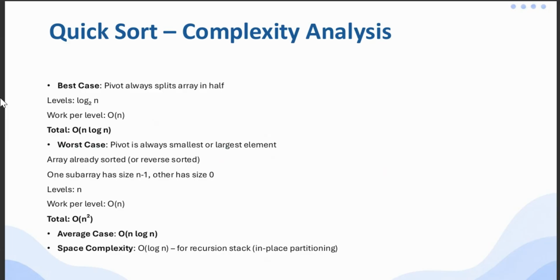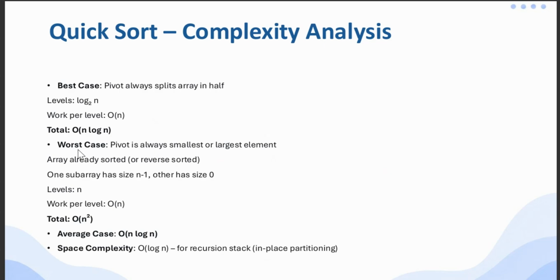So the pivot always splits the array into halves, and we go to different sub-levels, which has O(log n) time complexity, right? And for each level we have to compare those elements, so we get O(n) time complexity. So in total we take n times log n, which is O(n log n), right?